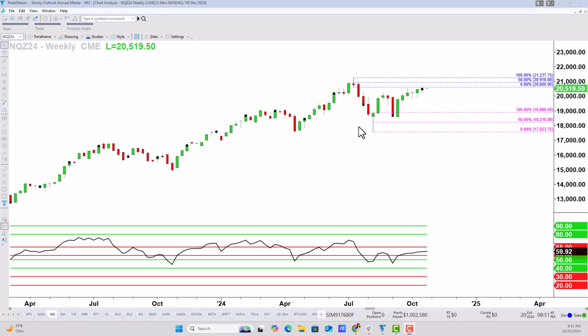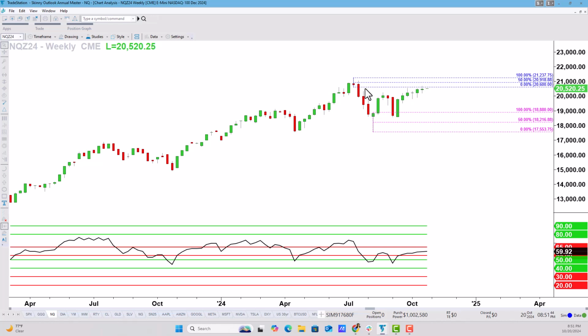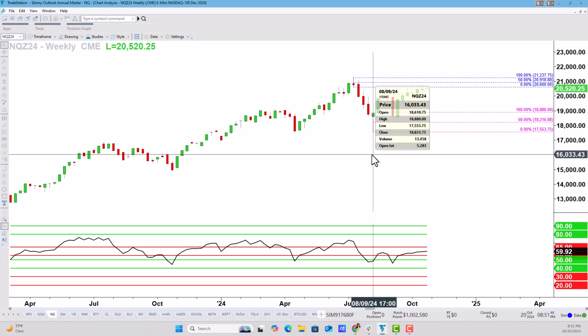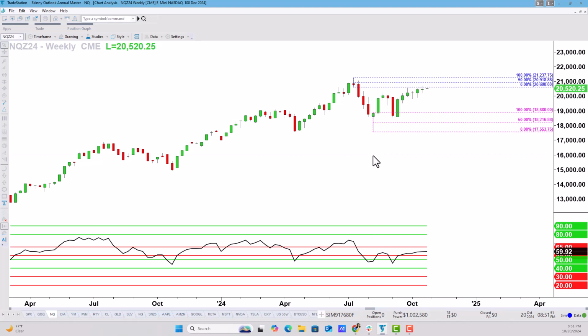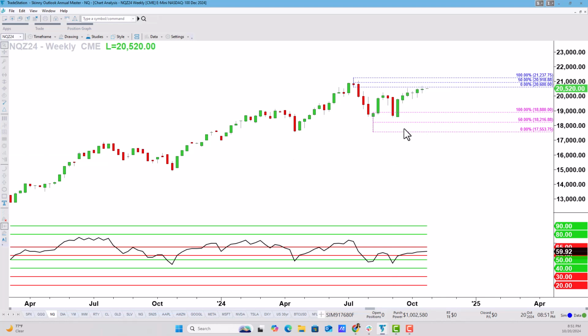On the weekly chart, the most important resistance is coming in from the week ending July 12th, low, midpoint, and high. And the most important support is coming in from the week ending August 9th. Now, on top of that, there is a secondary set of support here coming in on this large red candle.